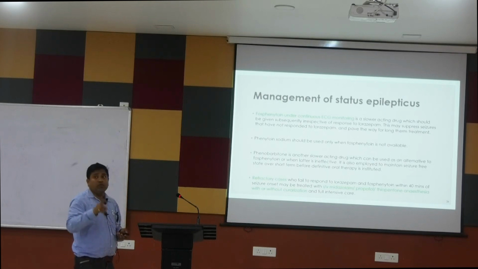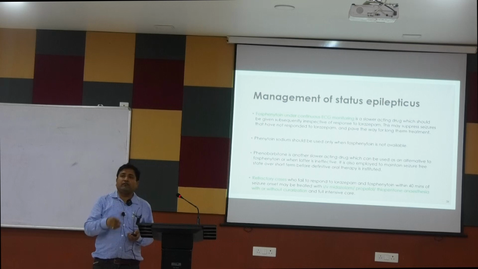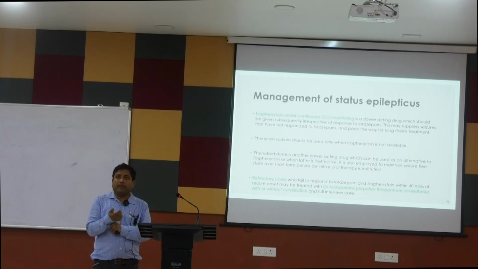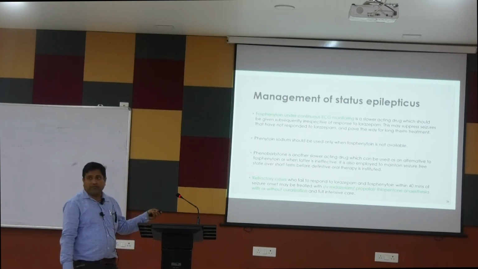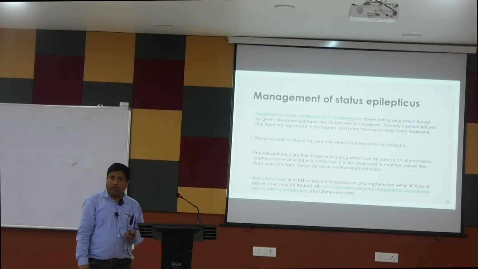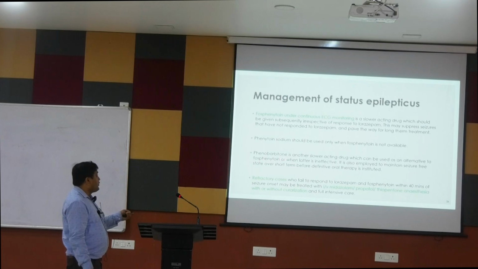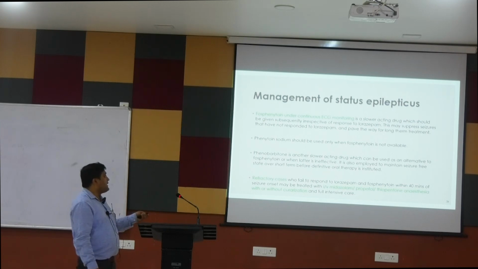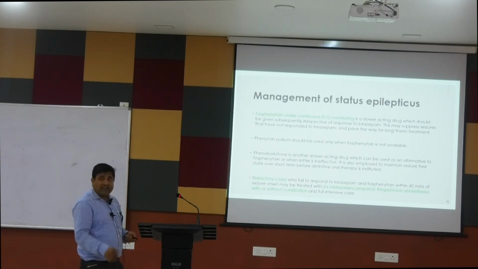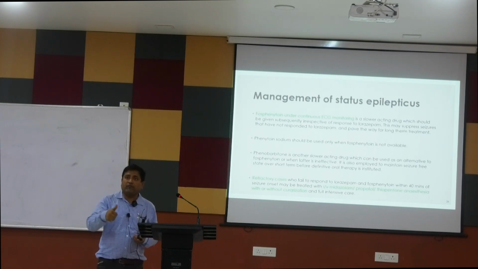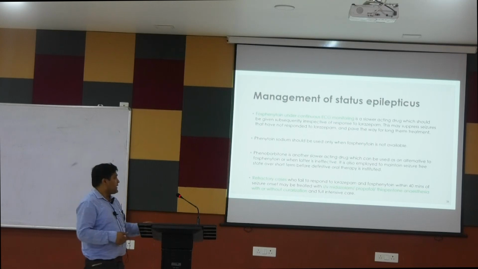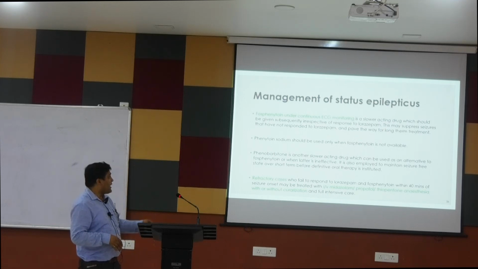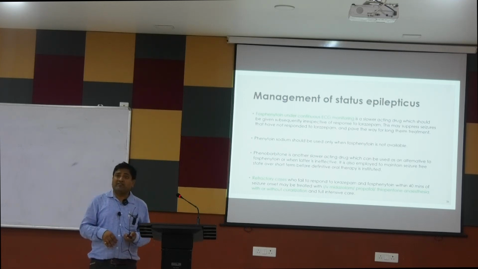Now, phenytoin sodium should be used intravenously only when intravenous fosphenytoin is not available. What is the difference between the two? Phenytoin is damaging to the injected vein, while fosphenytoin does not cause it. It can be administered at a faster rate compared to phenytoin. Phenobarbital is another slower acting drug which can be used as an alternative to fosphenytoin or when the latter is ineffective. Refractory cases who do not respond to fosphenytoin, phenytoin and phenobarbital can be treated with intravenous midazolam, propofol, or even thiopentone anesthesia, with or without muscle relaxation.